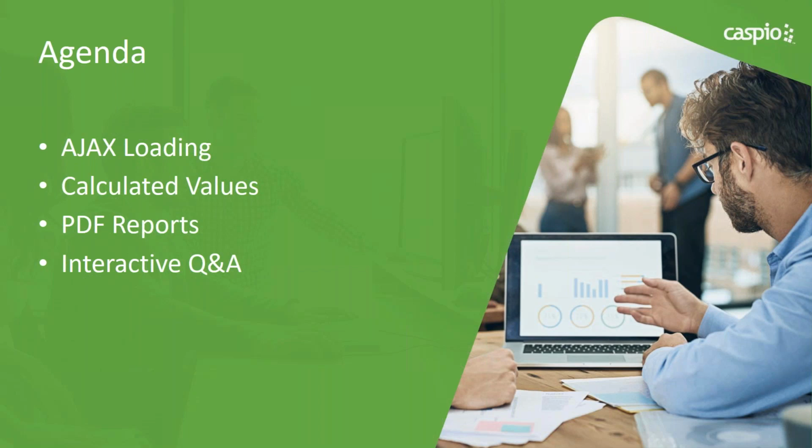Next, we'll have Jason show you two examples of how, by using calculated values, you can build some more sophisticated web forms. And lastly, we'll have once again Jason give you two different examples of the new PDF feature and how, by customizing the PDF editor, you can output reports to make them more visually appealing. At the end, as always, we'll open up the line for questions.